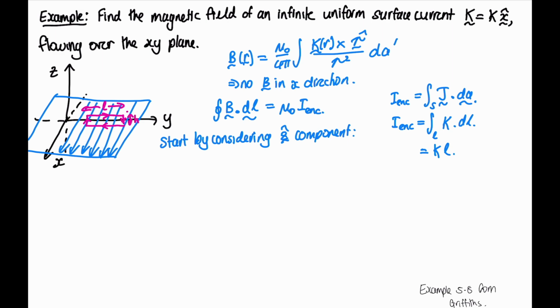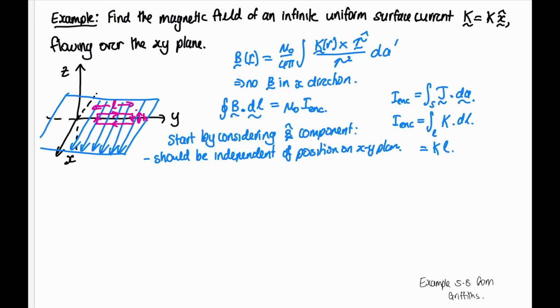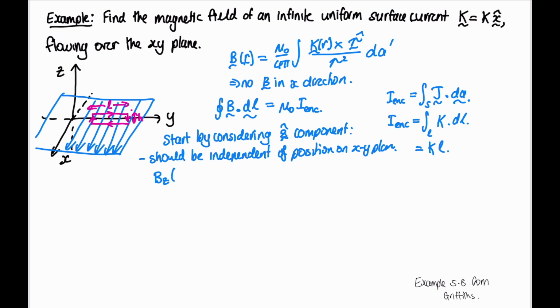They should all look identical to each other. So B should be independent of position on the XY plane. So as an equation, what we mean by that is that the Z component of the magnetic field should be the same at X1, Y1, Z as at X2, Y2, Z for any X1, X2, Y1, Y2.